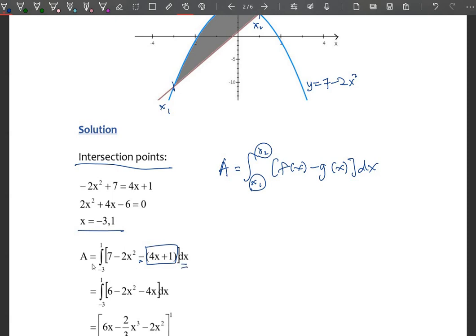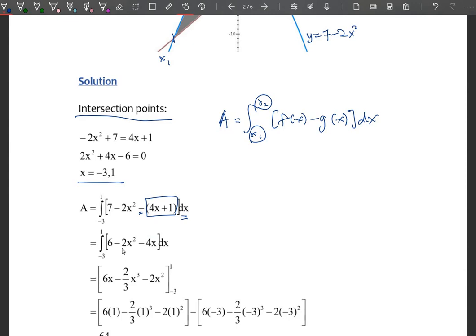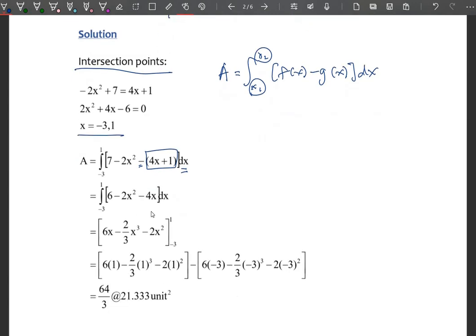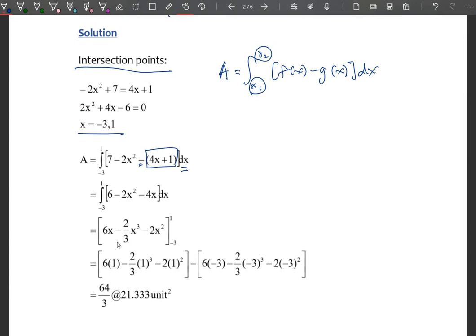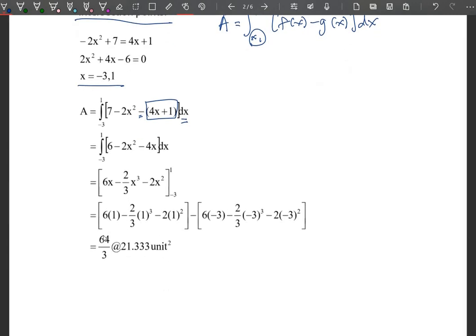Since this is in terms of x and this is the value of x, that's why we integrate with respect to x. So you expand and you are going to have 6 minus 2x squared minus 4x. Integrating this would be 6x minus 2 over 3 x cubed minus 2x squared, because 4 over 2 is equal to 2. Then substitute the value of the upper boundary minus substitution of the lower boundary's value. Hence we have here 64 over 3, or in decimal 21.333 unit squared. Remember, it should be at least in 3 decimal places.